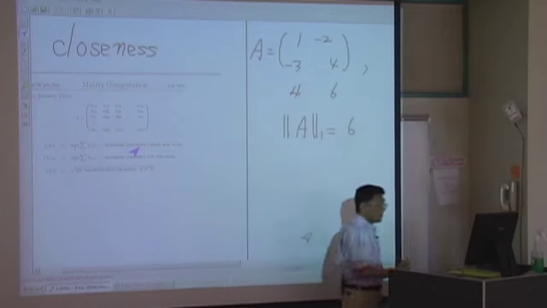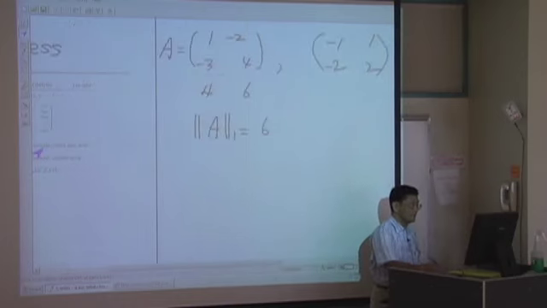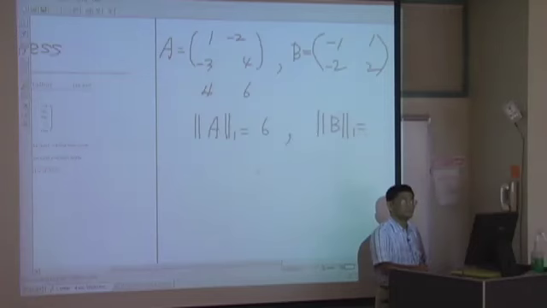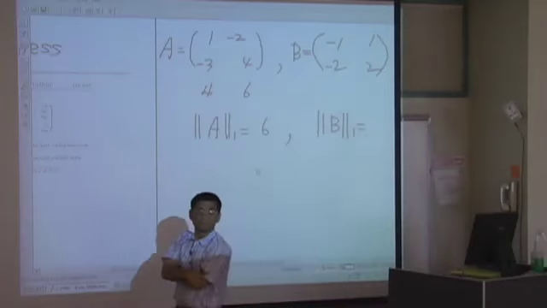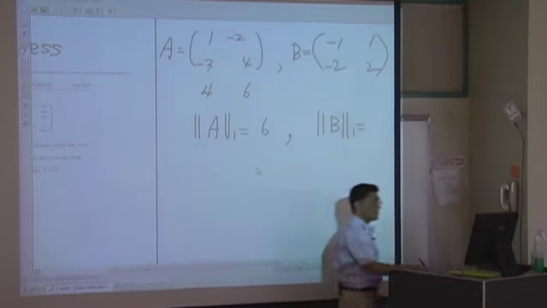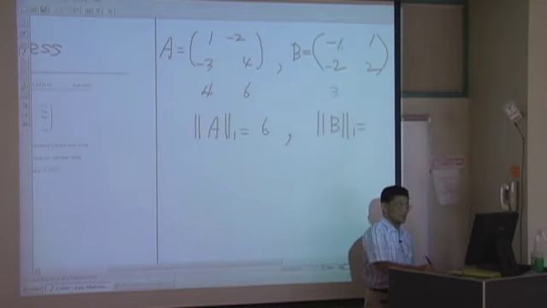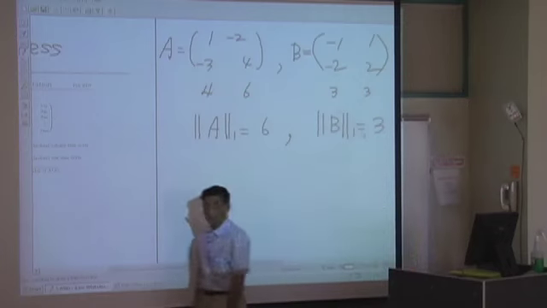Now let's calculate the maximum column sum norm of the second matrix B. What is the maximum column sum norm, or one norm, of B? To do it, we should calculate the maximum column sum. It is 3, right? With the absolute value signs. So the maximum column sum norm, or one norm, is 3.